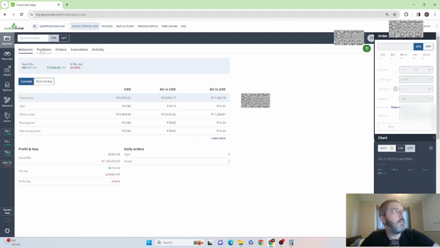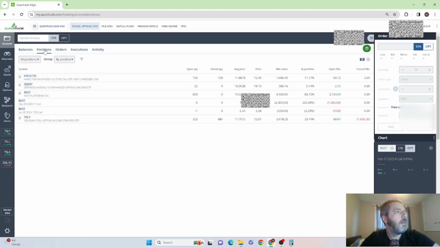And then positions. And here we go down at the bottom. TSLY, all of a sudden now I have 223 shares of that. So you most likely heard the notification come through on my phone. It told me that the purchase has been executed, and we can see that right here on the screen, 223 current shares of that. My average price is $11.70, which I love.